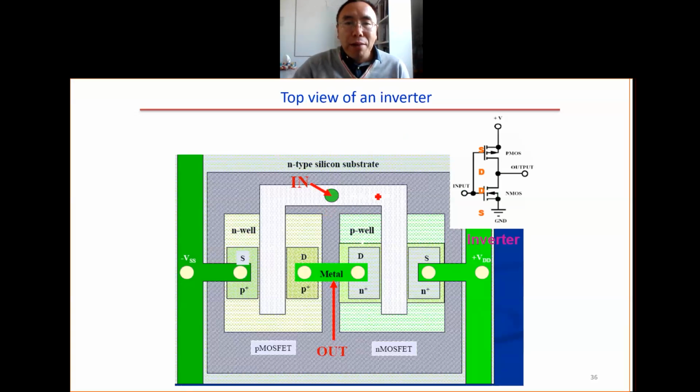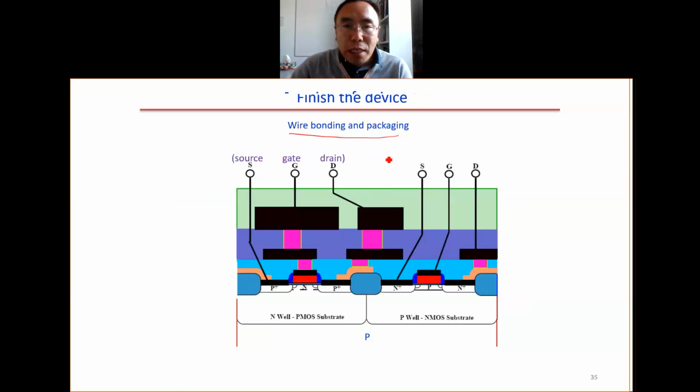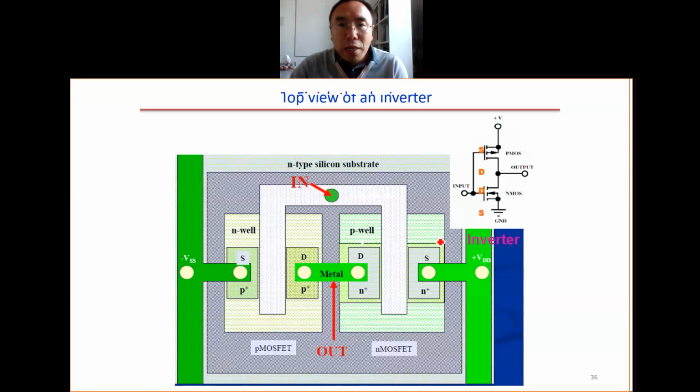So here's the layout. This is what you see. This is the cross section, the cross section view of the device. Now we want to look at the top view. What will the top view look like? So here is the top view, the top view of the inverter.